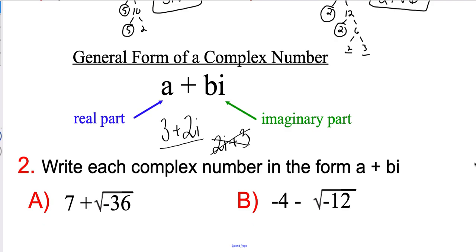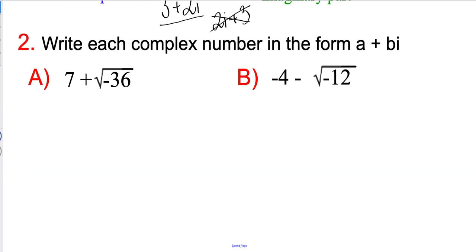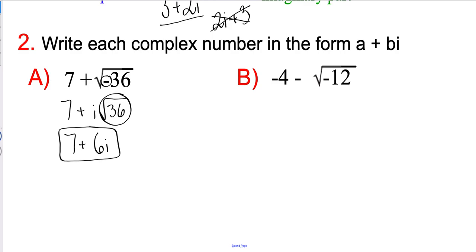So looking at these ones down here, what we have to do first is simplify them. So remember, if I get a negative, that comes out in front of an i. And then we simplify this part just like normal. Okay, so this would be 7 plus square root of 36 is a 6, and then we have an i, okay? And I have to write the i last. If I had that switched around, that would be incorrect, all right?